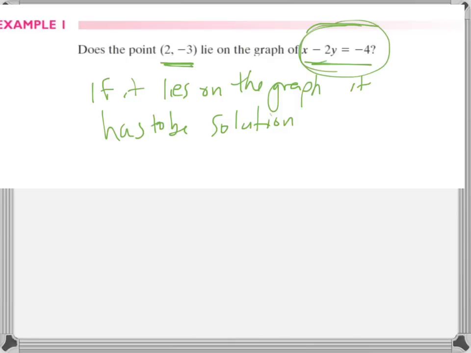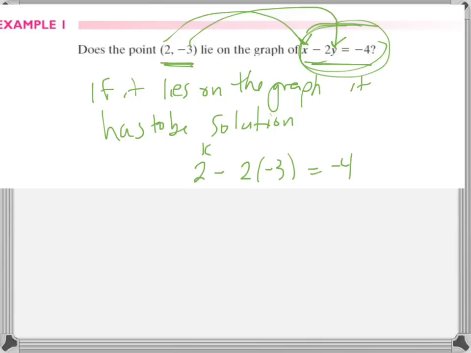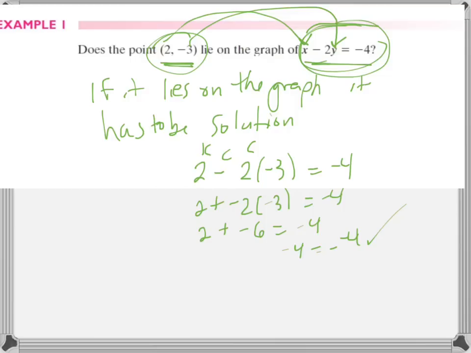Well, if it's a solution, then I should be able to substitute that x and that particular y and come up with a true statement. So is it true that 2 minus 2 times -3 equals -4? Let's do a little keep change here. 2 plus -2 times -3 equals -4. 2 plus -6 equals -4, and that is true. -4 is equal to -4. That's a true statement. So my answer is yes. This point (2, -3) lies on that graph because it's a solution to that equation.